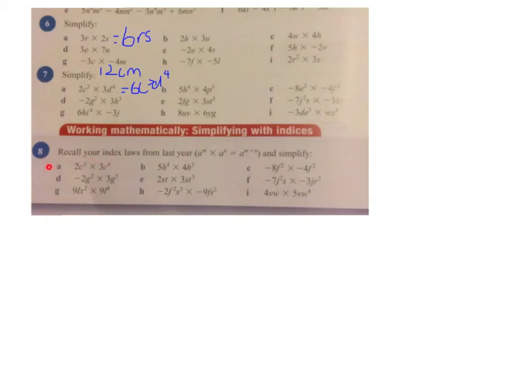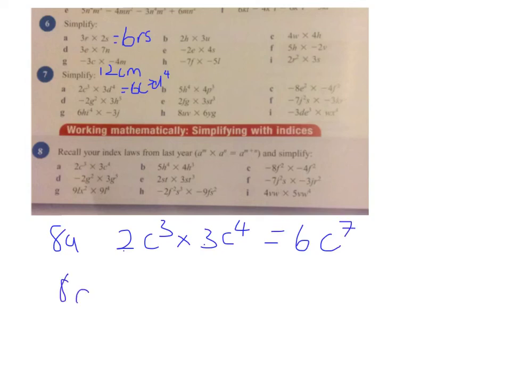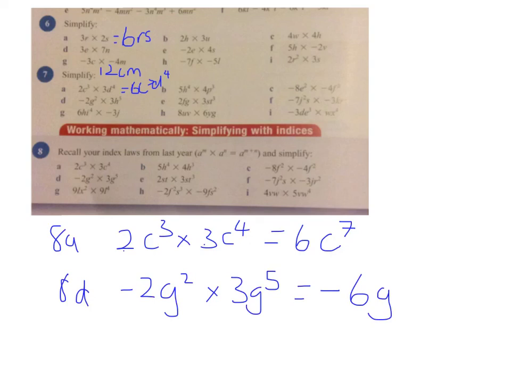It's these ones here that are a little bit different. We've got to use our index law over here, so we add our indexes or indices. So if I look at 8a, I've got 2c3 times 3c4. I've got 2 times 3, 6, and then I put my c's down, and then I add the indices, so 3 plus 4 is 7. If I do 8d, then I've got minus 2g squared times 3g5. So I've got negative 2 times 3, so that's going to be negative 6 because a negative times a positive is a negative. I've got the g's down there, and 2 plus 5 is 7 again. So there you go, hopefully that'll help you do those ones.